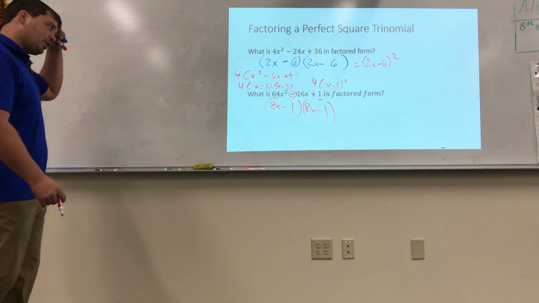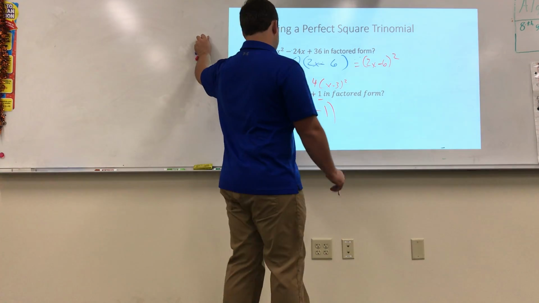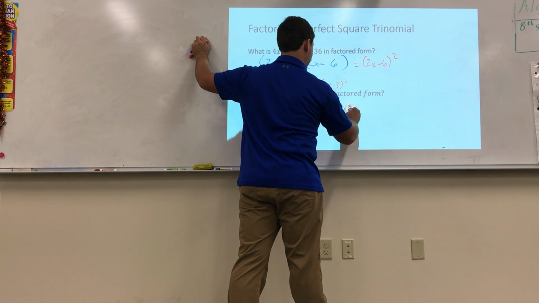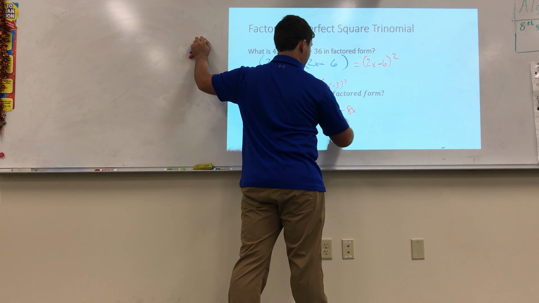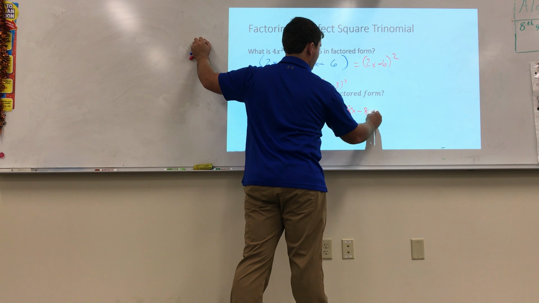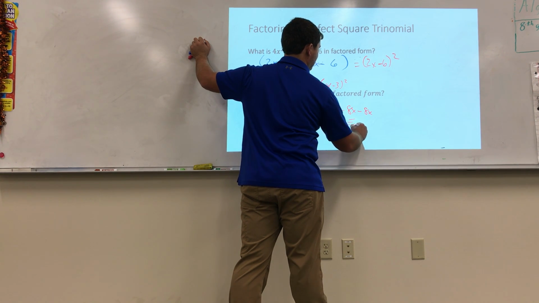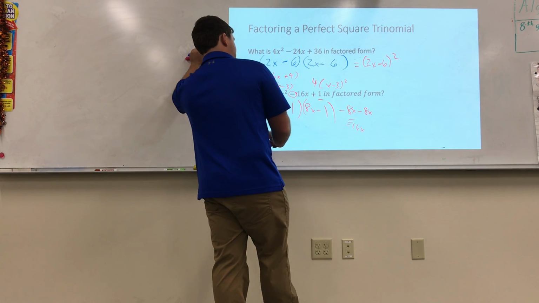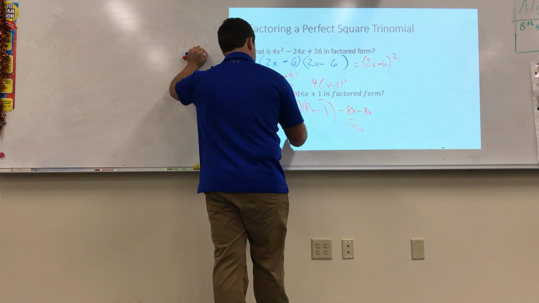Does it work? Well, let's try the middle. Outer is going to give me 8x. Inner is going to give me minus 8x, which equals negative 16x. That's what we're looking for. So that means 8x minus 1 to the second.